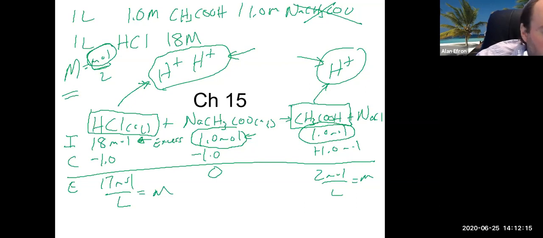So when we talk about buffer capacity, it's really important, like I mentioned, the concentration of the buffer itself and also the concentration of the acid or base you're going to add to the buffer in order for it to properly or effectively work to maintain the pH. Any questions on that?